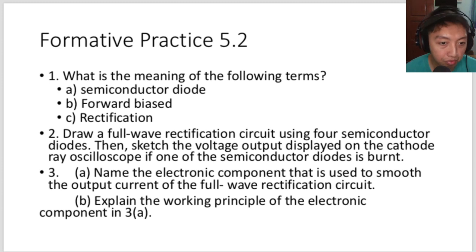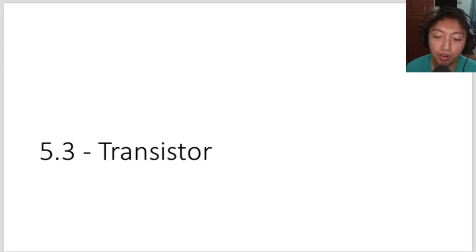So we took a look at what a diode is and how a diode functions. Now, if you understand how a diode works, that helps you to understand how transistors work. It does work on a similar, not exactly the same, but there's a lot of similarities with how transistors and diodes work.